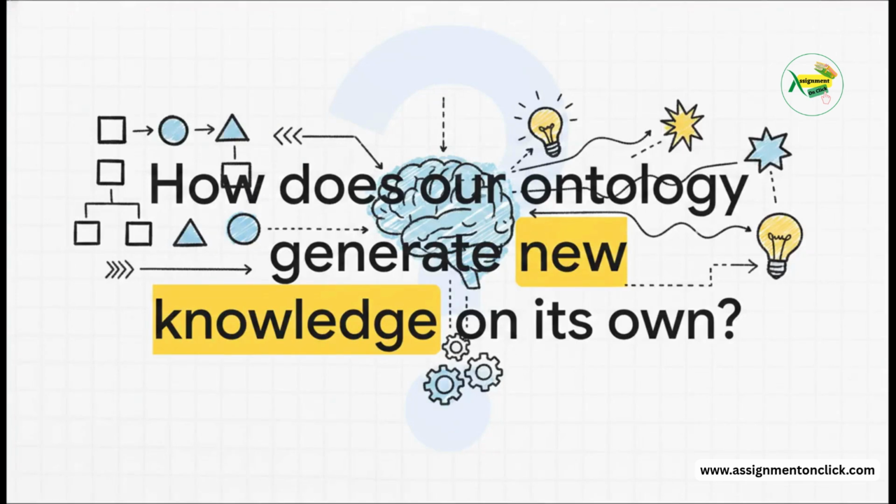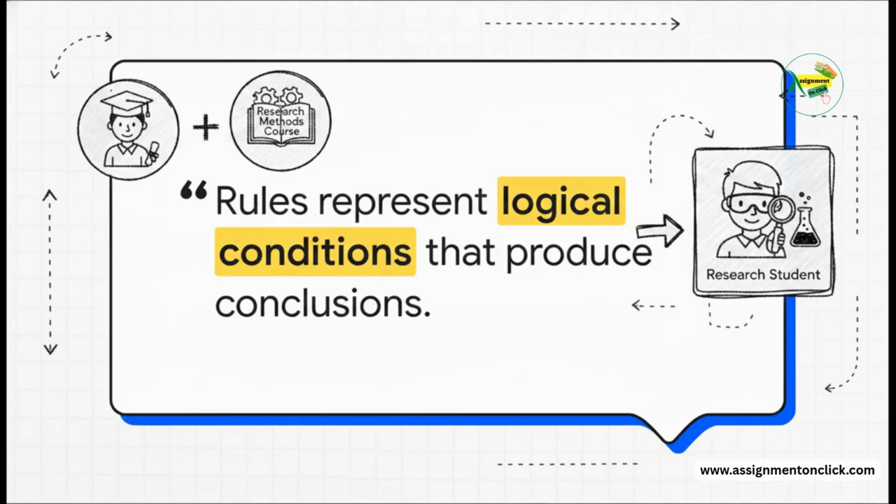All right, we have reached the climax of our explainer. All this setup begs a pivotal question. How does our ontology actually generate brand new insights entirely on its own? Well, it does this through Protégé's reasoner tool, which essentially acts as an automated logical brain for your data. Let's look at how the reasoner processes rules.